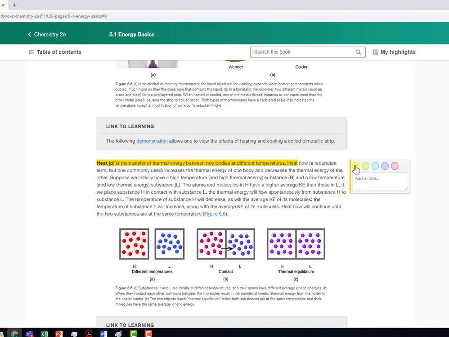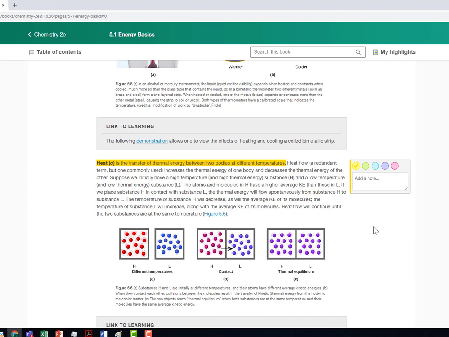The final piece of that puzzle is this idea of heat. Heat is an important concept in the study of chemistry and thermochemistry, and here we're looking at the transfer of thermal energy between two separate objects that are at different temperatures.